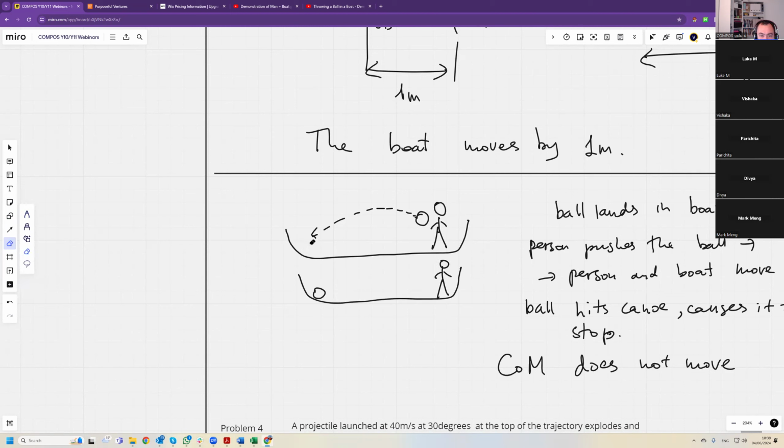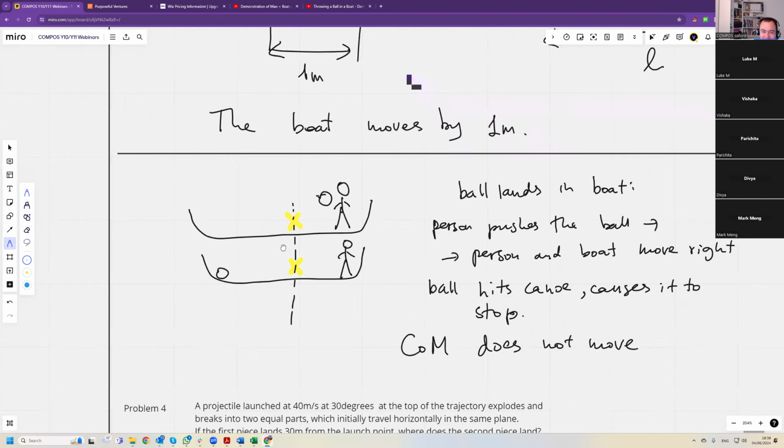So let's delete that. So you have the center of mass. Let's say the center of mass is somewhere here, and here the center of mass is somewhere here. The person and boat has moved slightly to the right. The ball has moved to the left, but the center of mass did not change position. Does that make sense? Do you understand what I'm talking about? Okay, there's still 7 of you, so hopefully, yeah. All right.